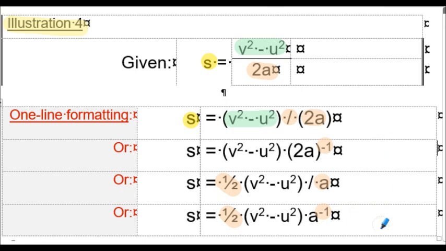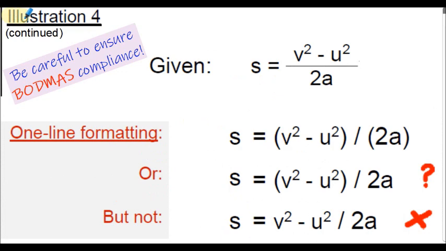So those are four variations on how you could express the original stated equation in terms of one-line formatting. Here's illustration 4 continued. Just be careful to ensure that the originally given two-line formatted formula, when rewritten using one-line formatting, still complies with BODMAS. So again, considering S is equal to v squared minus u squared, divided by 2a, our two-line formatting, we've already shown that this, with the v squared minus u squared in its own bracket, divided by 2a in its own bracket, is the correct formatting.